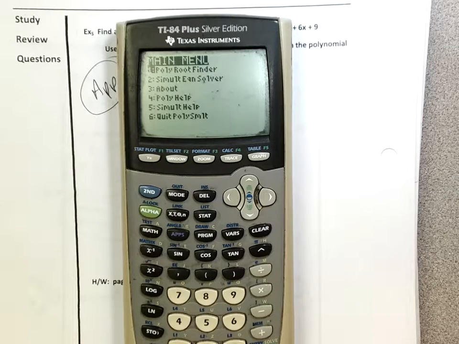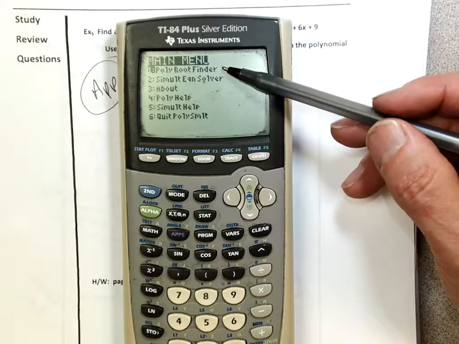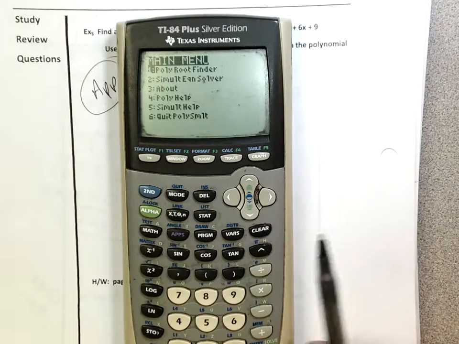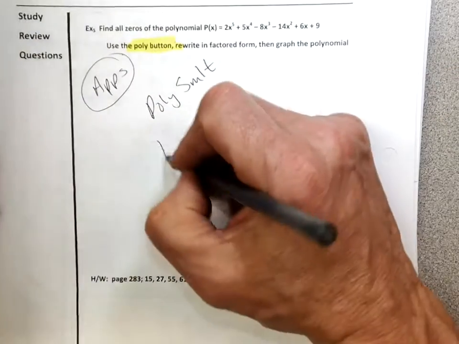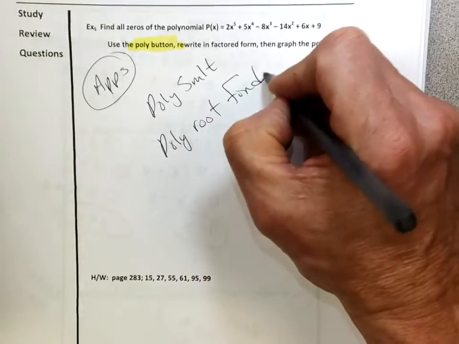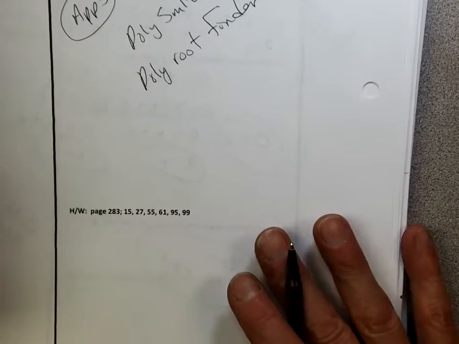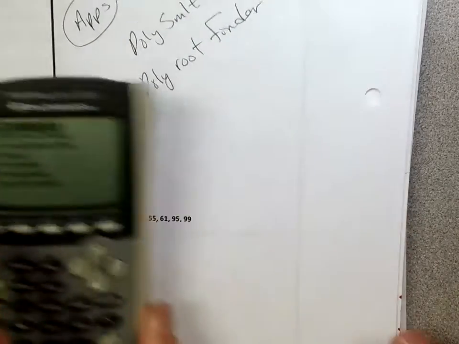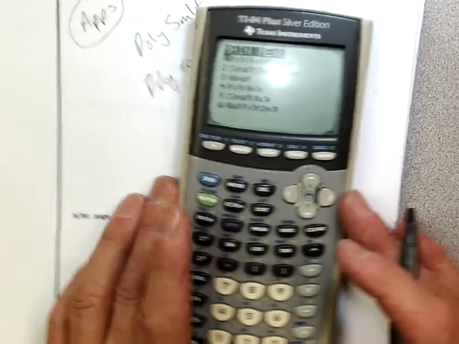Now, what we want to find is the poly root finder because we're looking for the roots. Roots and zeros mean the same thing, pretty much. So I'm going to go to enter poly root finder. So I want the poly root finder. Now, if you have a newer calculator, it might change slightly from the next few buttons I push, okay? So then, after I push that, I'm going to push enter.